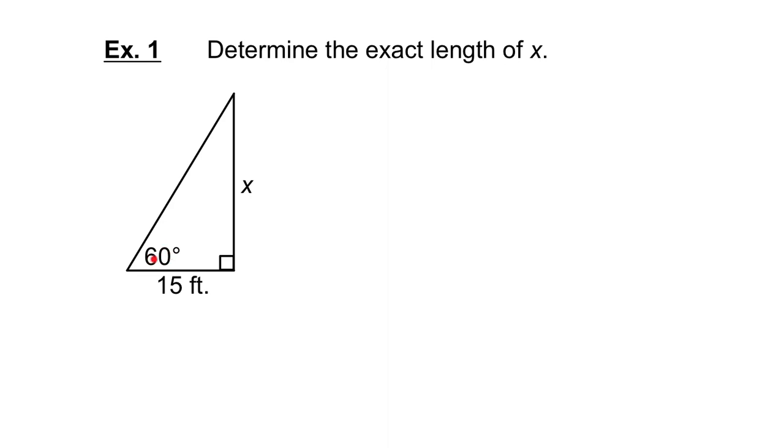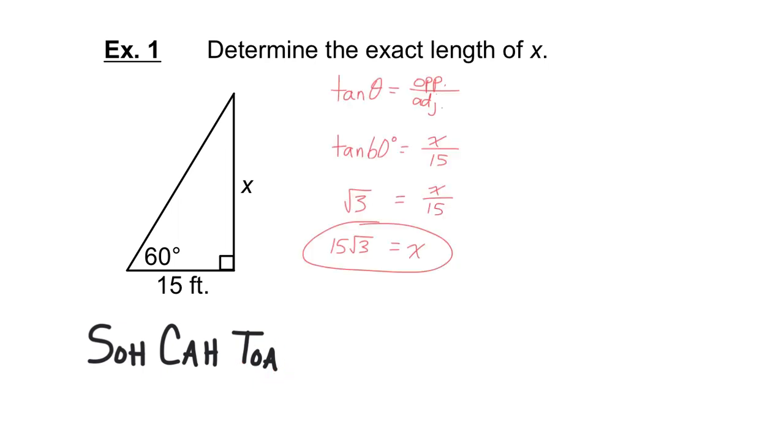So here we have an angle. We want the opposite side. We have the adjacent side. So we think about whether we use sine, cosine, or tangent. If we want opposite and we have adjacent, we need both of those in the equation, opposite and adjacent. So we won't use sine, we won't use cosine, we will use tangent because it involves both opposite and adjacent. So the tangent of the angle is equal to opposite over adjacent. Plug in what you know: the angle is 60 degrees, opposite is x, adjacent is 15.